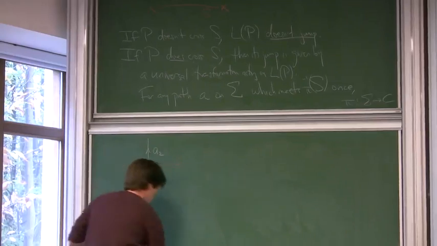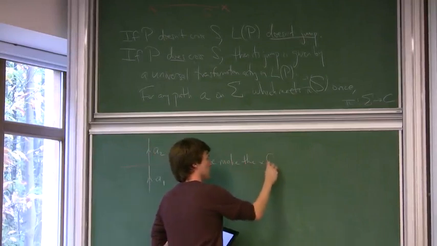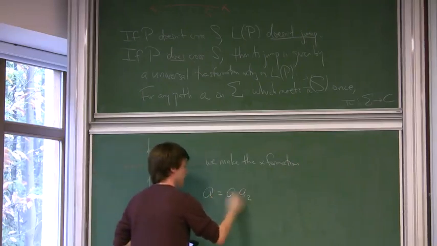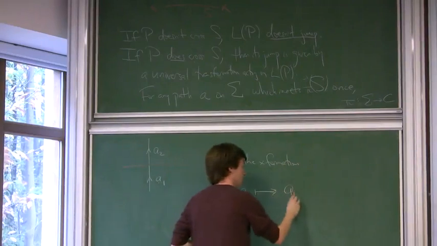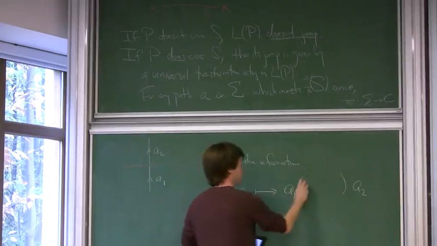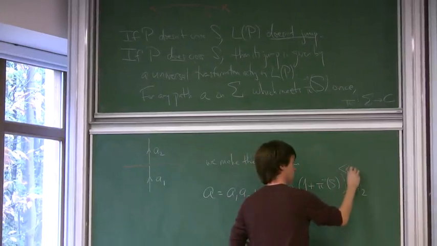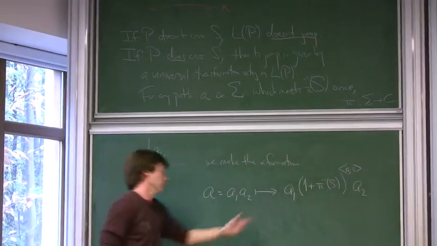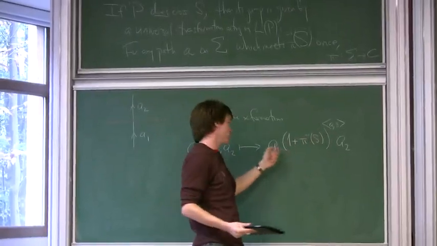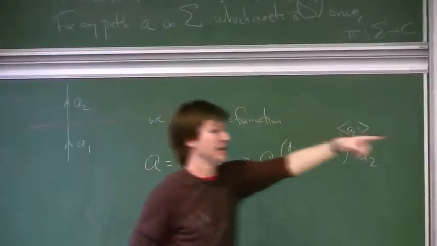So we have to make the following transformation. The original path A, which was A1, A2, gets transformed to, again A1 and A2, but now we stick something in the middle. We're going to have two terms. One is just the original A1, A2, and the other one is A1, A2 with an inserted little path that goes around pi inverse of S. So let's see how it happens over here.